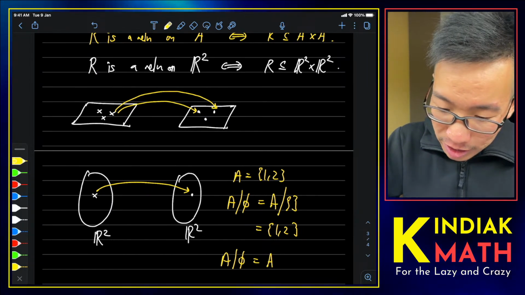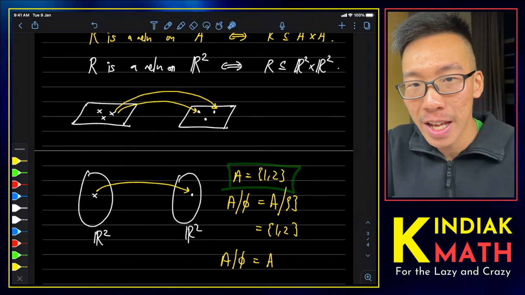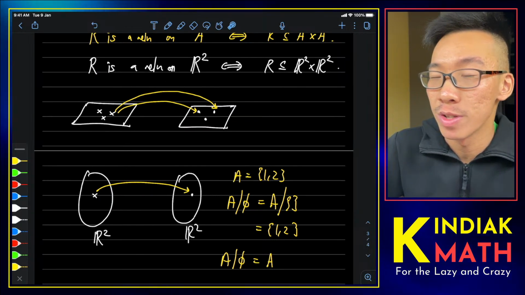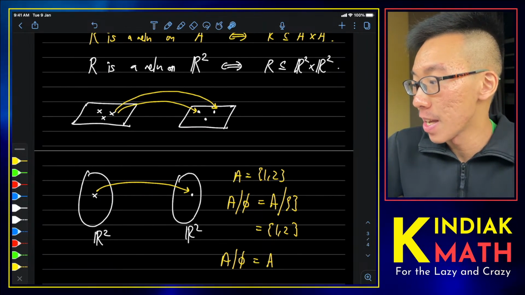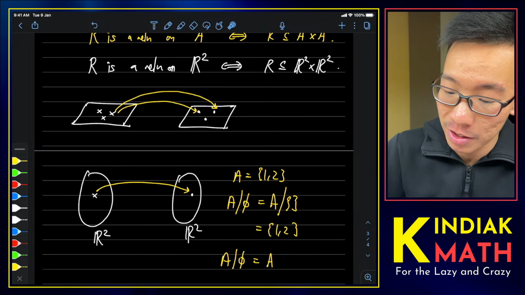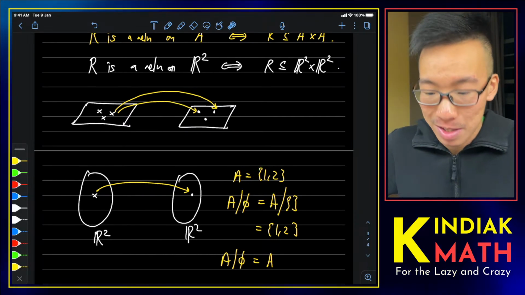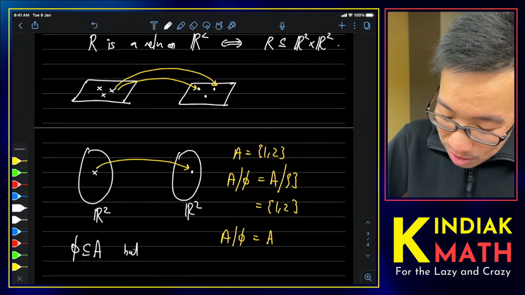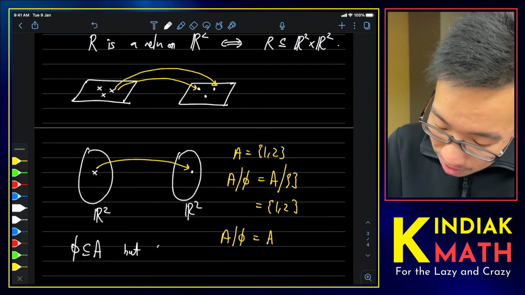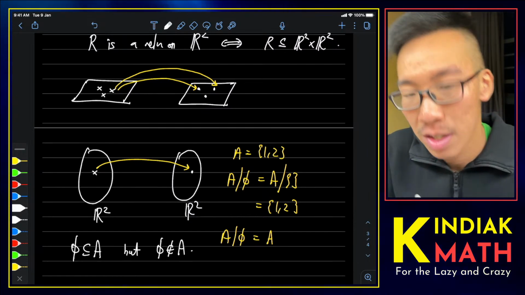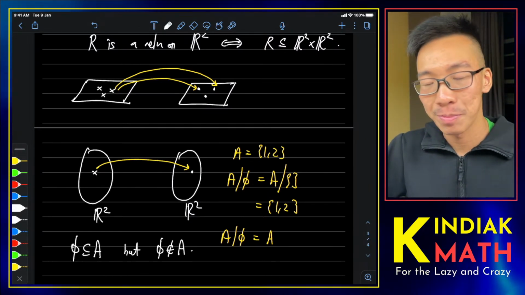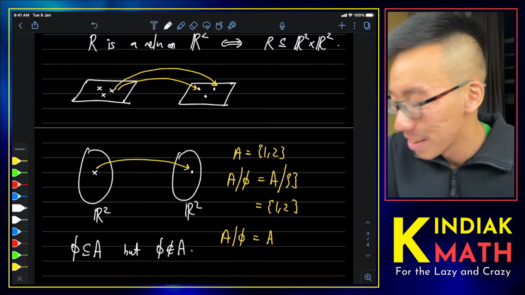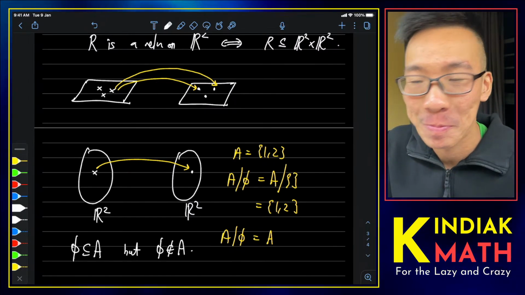If you mean, will the empty set be a subset of A? Yes, because you can choose no items. But is the empty set an element of A? It is not an element. Where is the empty set? There's no empty set here. So we know that the empty set is a subset of A, but in this particular context, the empty set is not an element of A. There's a subtle notational distinction.